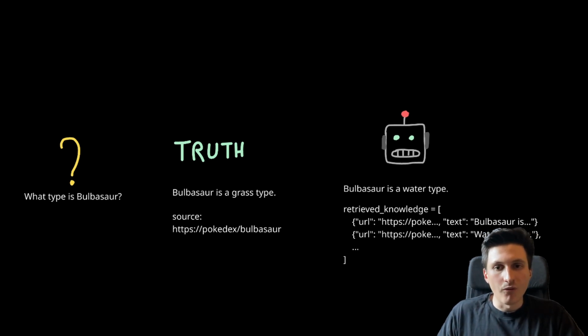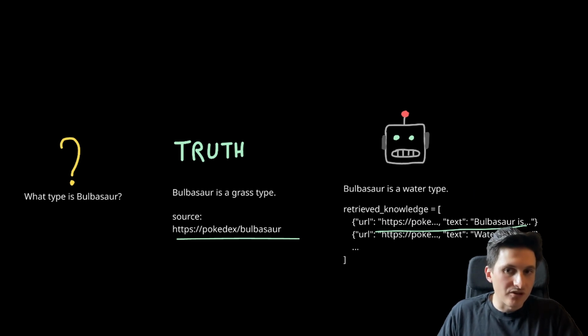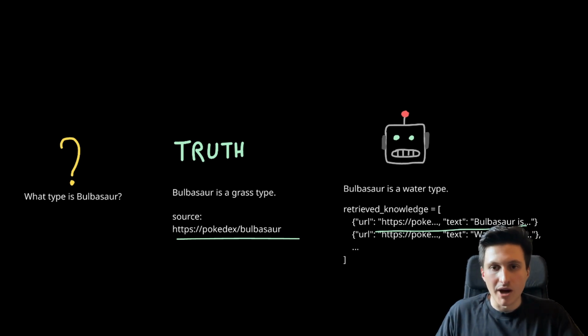What you can also know, for example, by evaluating this is that, let's say we know that the truth can be found on this page, and if this page is indeed retrieved, then we, for example, know that something is wrong with the LLM or the prompt to the LLM because we have retrieved the correct knowledge, but still the assistant is unable to answer.